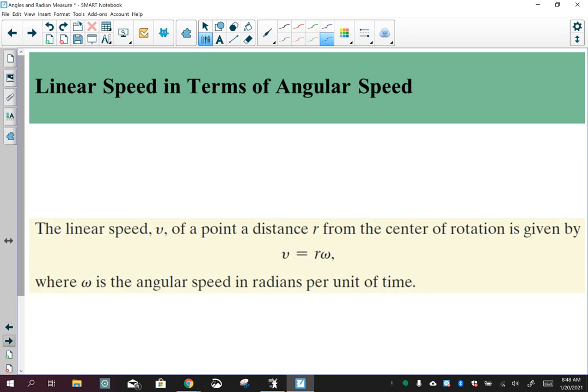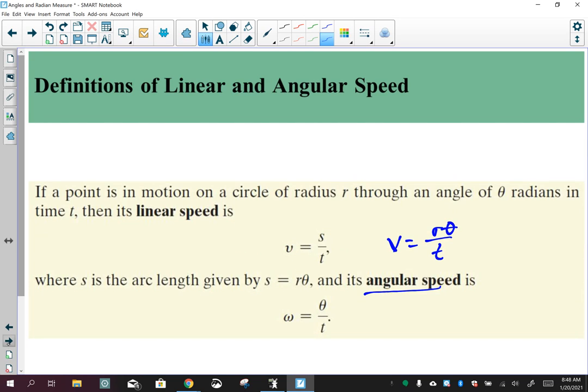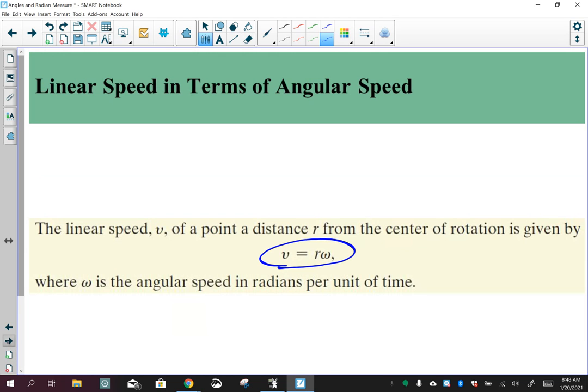So linear speed is the distance from the center of rotation, r, times your angular speed. This is just another way of looking at it. You've got these three formulas here, and you can pick which one you like best to work with.